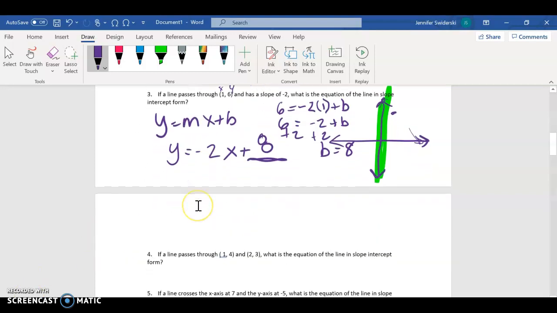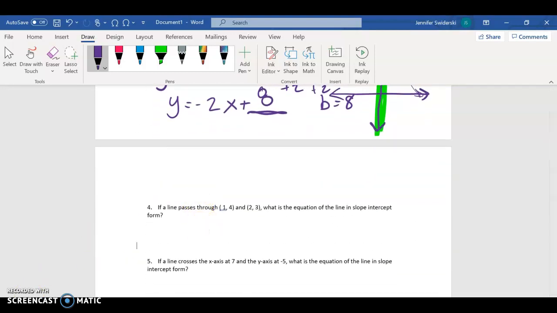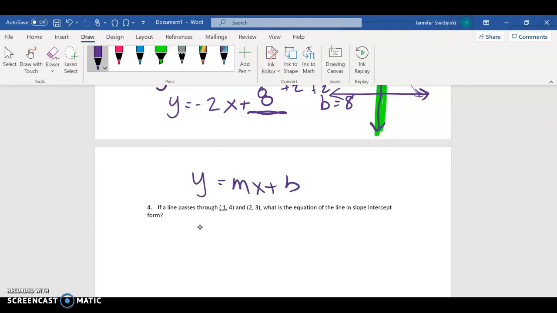Okay, let's talk about number four. Number four has 2 points, so this one's a little bit more work. If I have y equals mx plus b, this is a multi-step problem. We don't know my slope. We don't know my y-intercept. So we have to find my slope.